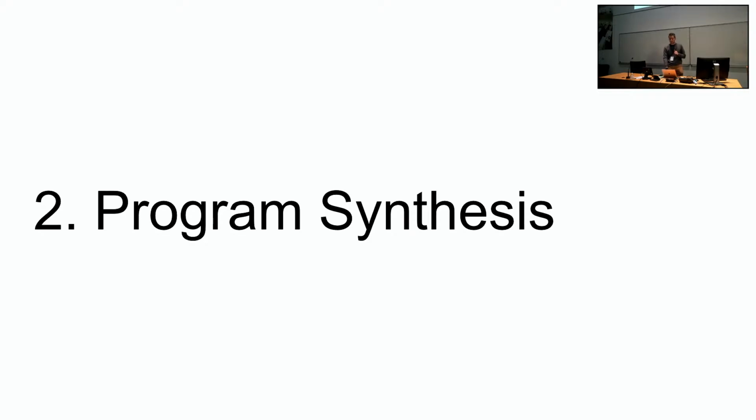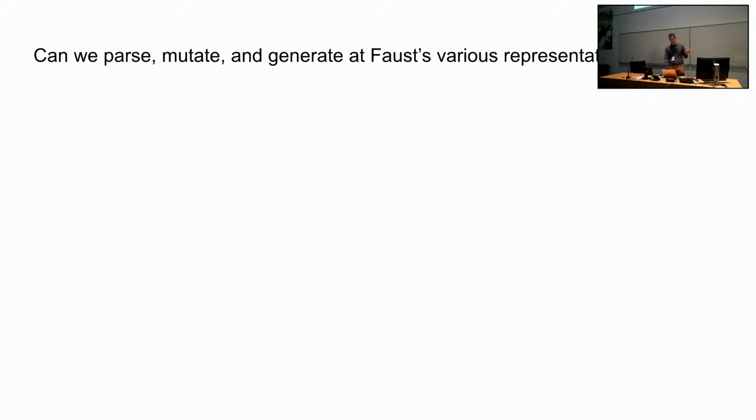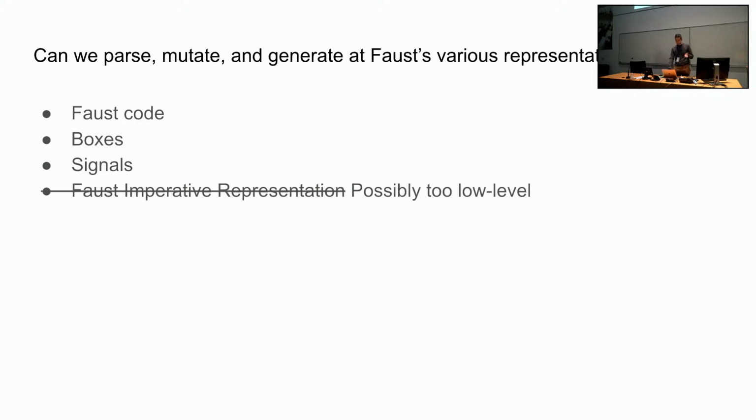Okay, so the latter topic is program synthesis. The question is, can we parse, mutate, and generate at Faust's various representation levels? Those representation levels are Faust code, which we're familiar with and write pretty often, I hope, and boxes, which is a new API that was opened up about 2 years ago, I think, to the public in C++. And there's also a signal representation.